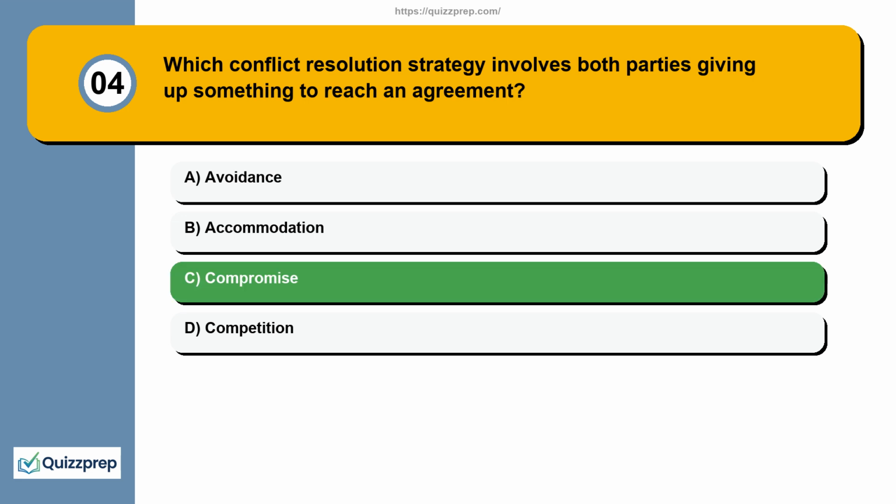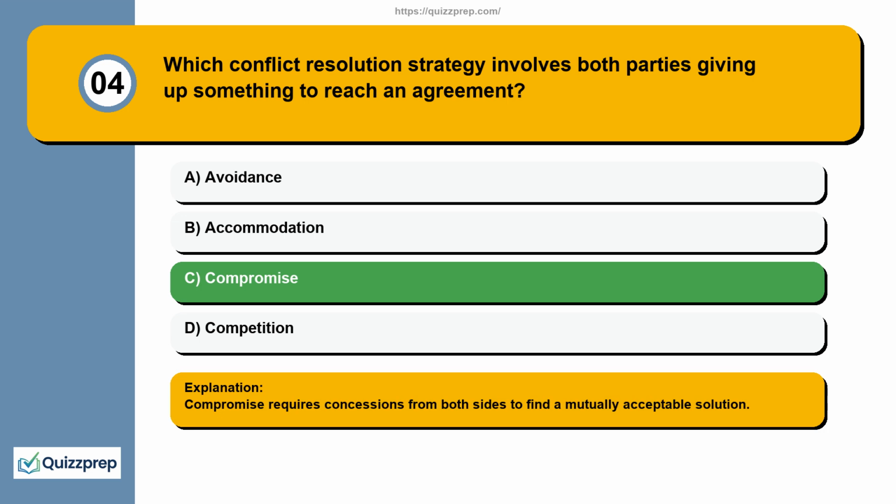The correct answer is option C. Compromise. Explanation. Compromise requires concessions from both sides to find a mutually acceptable solution.